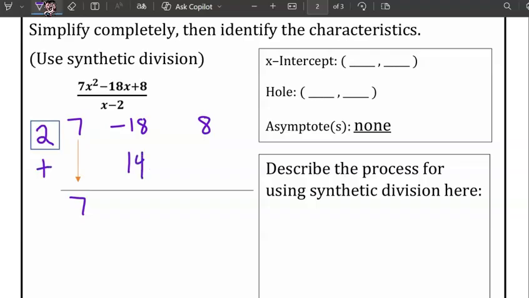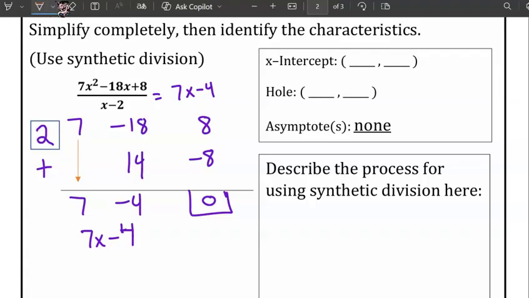Bring down the 7. 7 times the number in the box, 7 times 2 is 14. Combine these, we get negative 4. Negative 4 times 2 is negative 8. We have a remainder of 0. That means we do not have an oblique asymptote here. 7x minus 4 would be the quotient of this. But that will mean that we're going to have a hole.